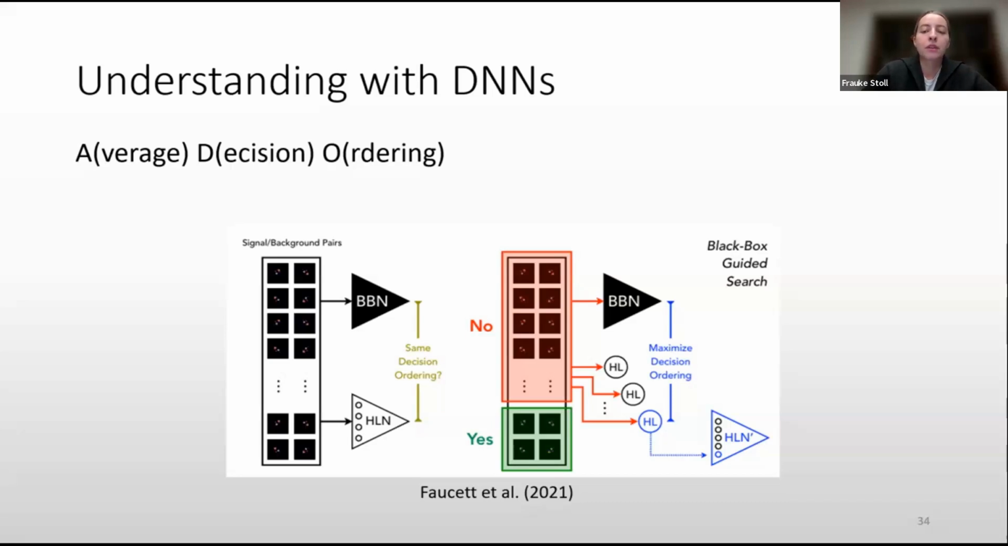And this works by comparing the network with a simpler network that is only used with high-level variables. And it then works iteratively, so it first identifies the high-level variables that most closely align with the neural network's decision, and then seeks additional variables that account for the discrepancies.